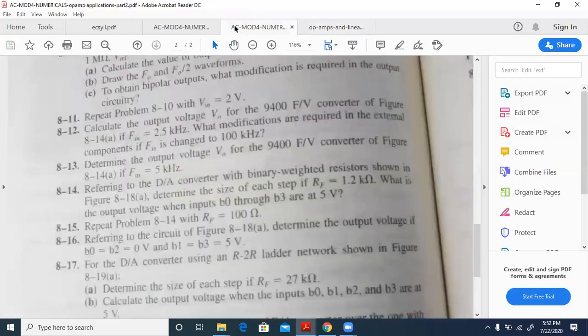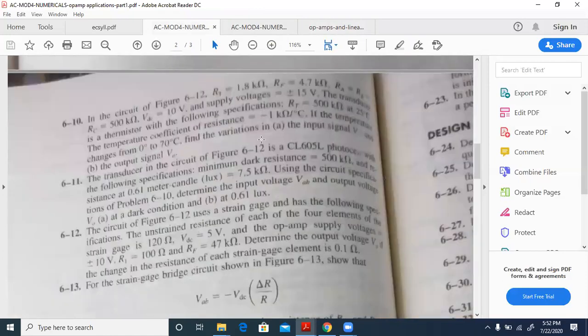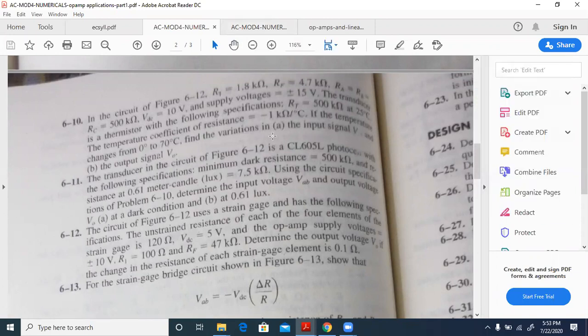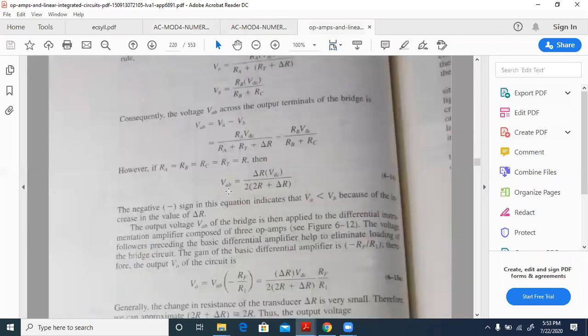So the question he is asking here at 6.10 is the input signal over there. So what is the input signal? What is VAB? VAB1 at 0 degree, VAB2 at 70 degrees centigrade, both. Then VAB2 minus VAB1 is what you need to find out, and that will give you the value of the variation in the input signal. Okay. So how do you find VAB1?